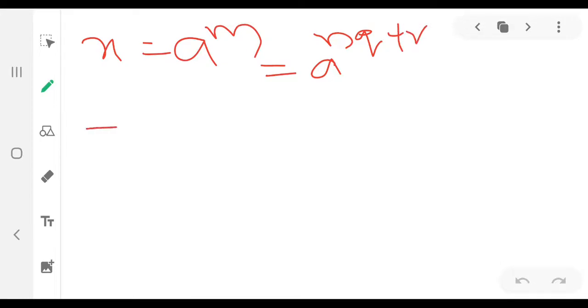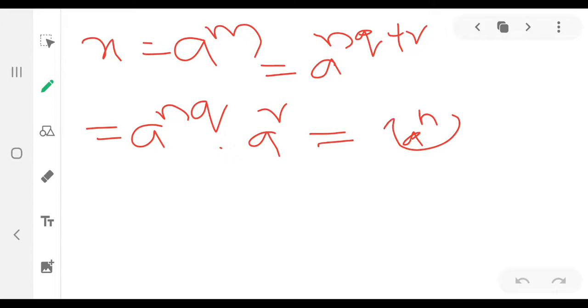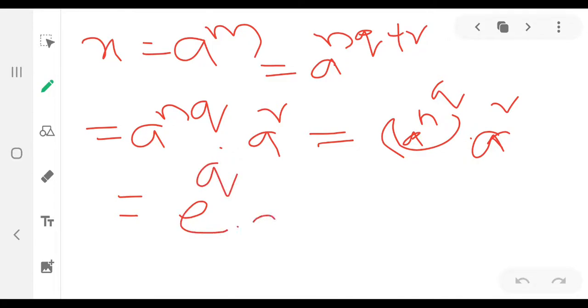Split ചെയ്യാം, which is equal to a raised to nq into a raised to r, which is equal to (a raised to n) whole raised to q into a raised to r. a raised to n equal to e ആണ് നമുക്ക് ഫസ്റ്റ് സ്റ്റേറ്റ്മെന്റിൽ കിട്ടിയിട്ടുണ്ട്, കാരണം n ആണ് ഇതിന്റെ ഓർഡർ. അപ്പോൾ ഇത് e raised to q into a raised to r.